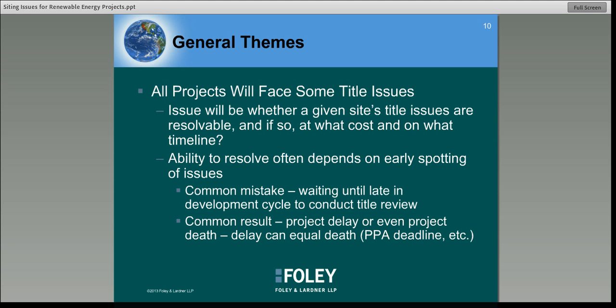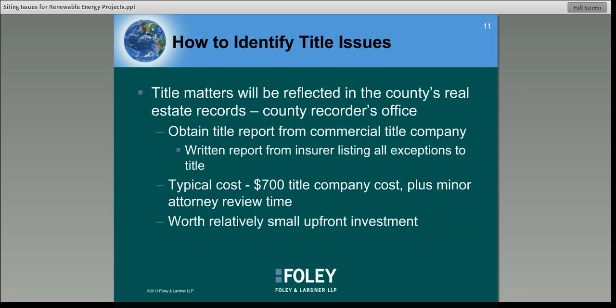A common mistake that we see a lot is that a developer will wait until very late in the development process to conduct title review and due diligence. That's to some extent understandable. People don't want to spend money before they have to. But the result very often is severe project delays or even project death. Delay in these projects, in some circumstances, can kill the project. You often have deadlines under your PPA or your lease to start construction or even to start operating. So if you have delays and you end up missing those deadlines, that really can be a big problem.